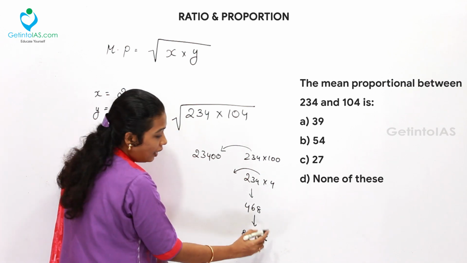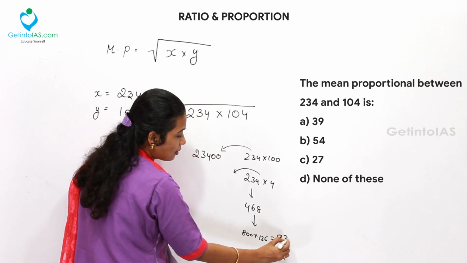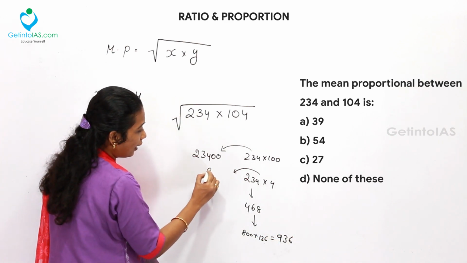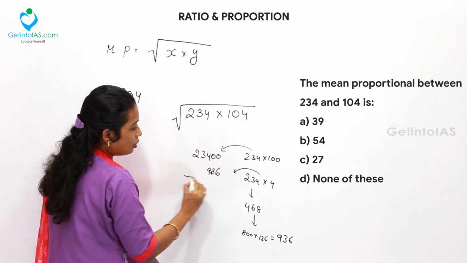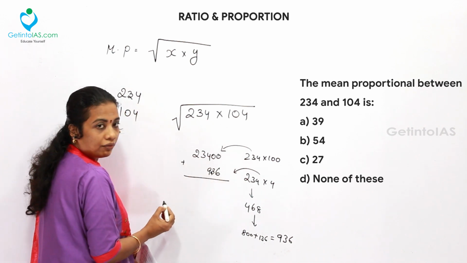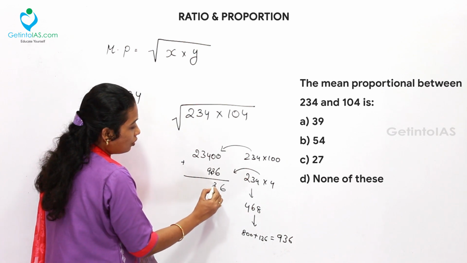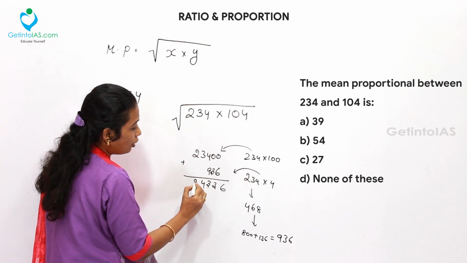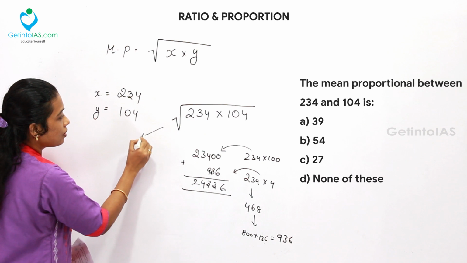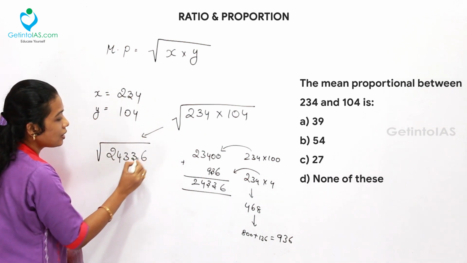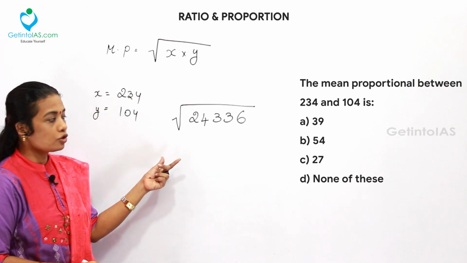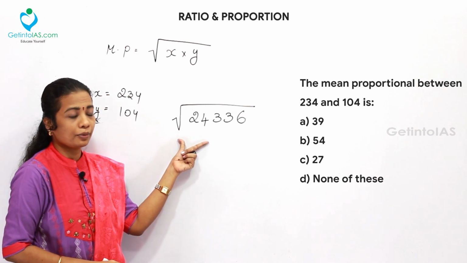That is simply 936. So I can take 936 over here. So simply add both the values. 6, 3, 3, 4, 2. So this is nothing but the square root of 24336. The next step is to find the square root of this number.